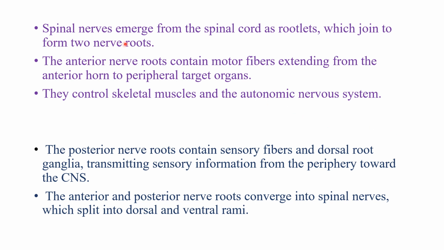What are spinal nerves? Spinal nerves emerge from the spinal cord as rootlets which join to form two nerve roots. The anterior nerve roots contain motor fibers which extend from the anterior horn to peripheral target organs. They control the skeletal muscles and the autonomic nervous system. Whereas the posterior nerve roots contain sensory fibers and dorsal root ganglia, which transmit the sensory information from the periphery towards the central nervous system. The anterior and posterior nerve roots converge into spinal nerves, which then split into dorsal and ventral rami.